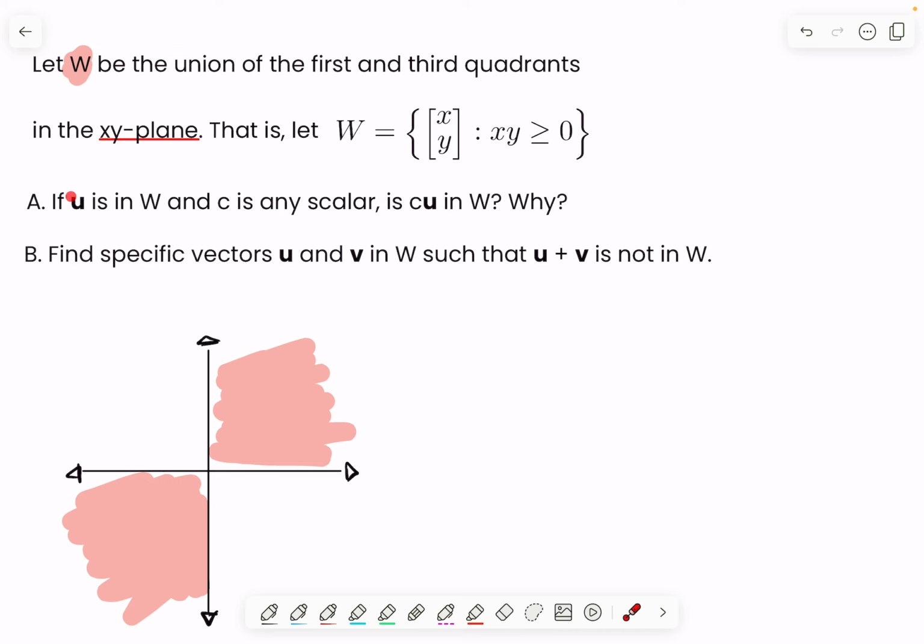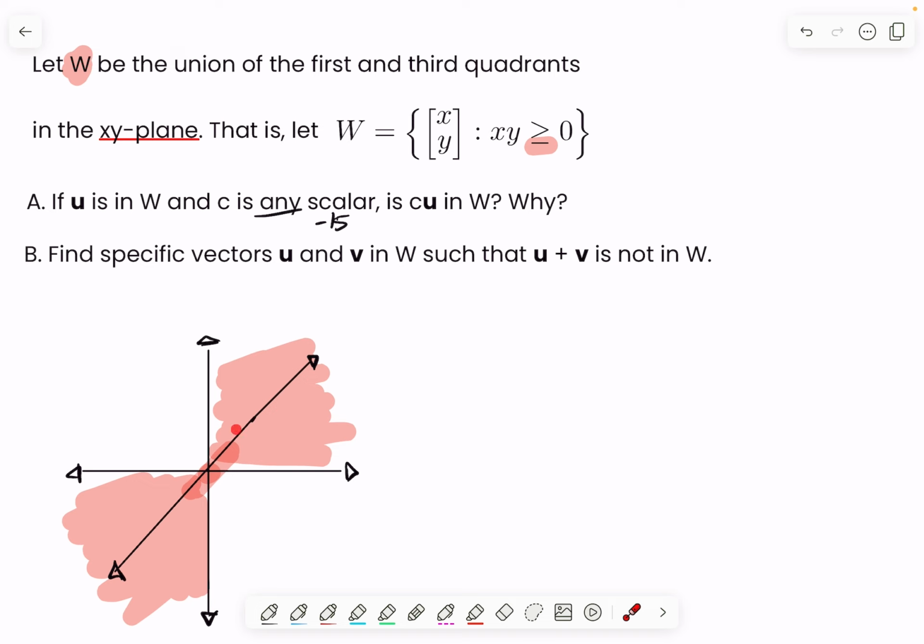The first question is, if U, so it's a vector because it's bolded, or you can think of a vector as a point, is any of these points, and C is any scalar, aka C is just any number, is CU in W? Why? Well, the key thing is to note that it says that x times y can be equal to 0. So this here is included as well. And so if you have any vector u like this, and you scale it, let's say by 2, then it will be double that. Then let's say that you scale this one by -15. So -15 is any scalar. You can do any scalar. What does that mean? It means it's going to go all the way over here.